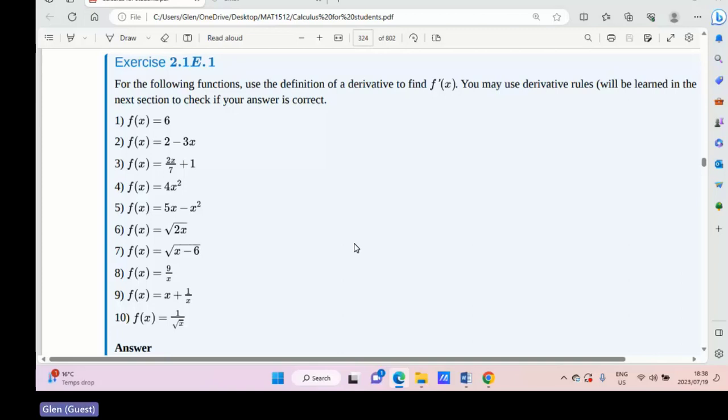What did you get for number 4, my brother, since we are on number 5? What did you get for number 4? I got 8x. What? 8x. Are you sure? Yes, I'm sure, sir. And then you said for number 5 you got? 5 minus 2x. Okay.